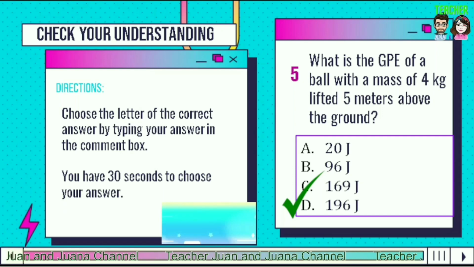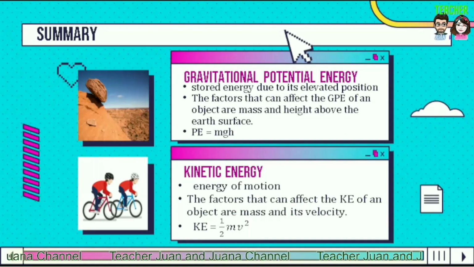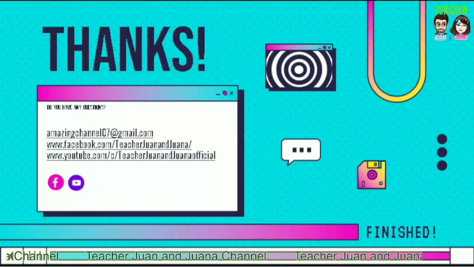How many correct answers did you get? If you get lower than 3, don't worry, you may rewatch and study again this topic. This is the summary of the lesson. I hope you learned a lot from this lesson.